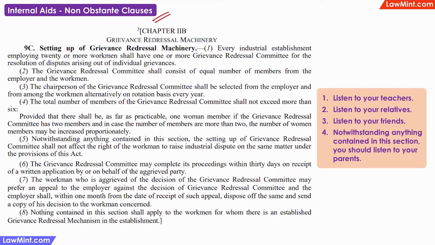Non-obstante clauses, which are also referred to as notwithstanding clauses, are used to establish priority or overriding effect over provisions or sections or even entire statutes. They usually start with the words notwithstanding, but they can also start with other words, like this one here, which starts with the words nothing contained in this section, which is also a form of a non-obstante clause. To explain this in a simple manner, let us use an example.